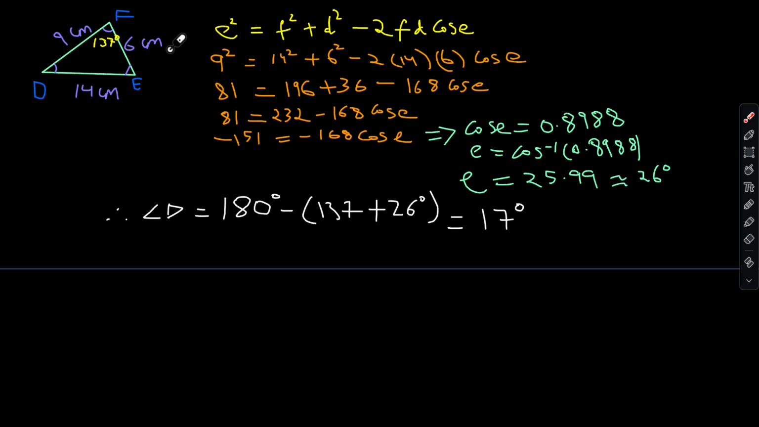Now using the sum of angles in a triangle, which is equal to 180 degrees, angle D will be 180 minus the sum of the other two angles, which is 137 plus 26, that is equal to 17 degrees.